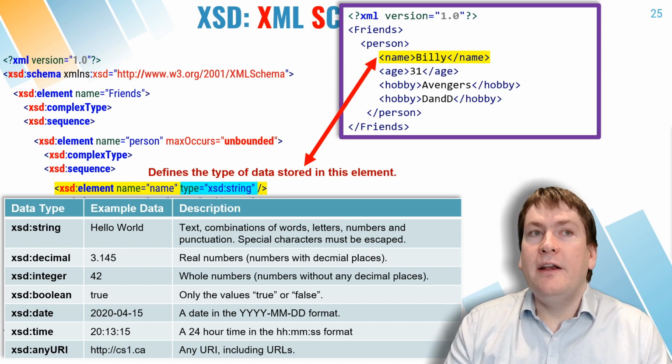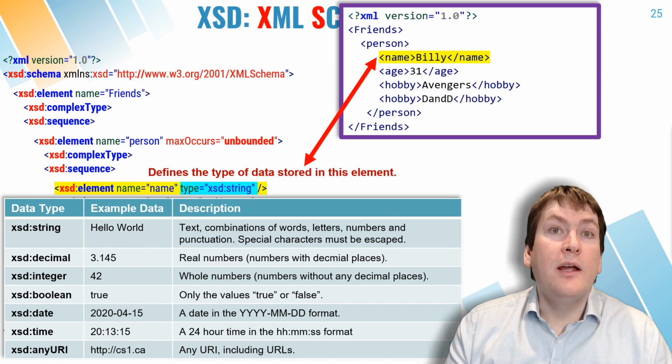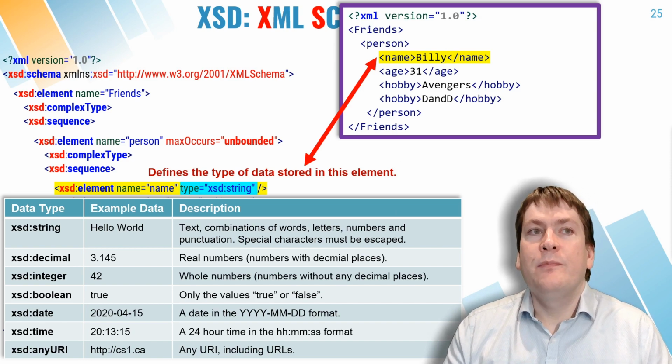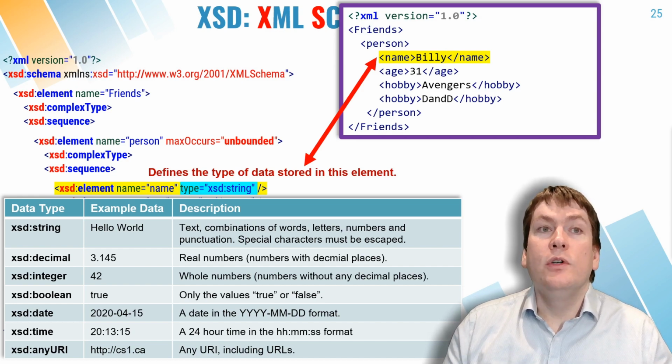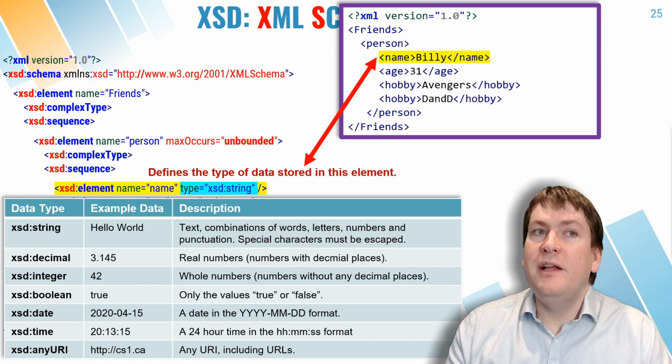Another commonly used data type is decimal. That would be any real numbers. Those are numbers with decimal places. There's integer, and that's any whole numbers. Those are numbers without decimal places. There's Boolean, so that's only going to store true or false values.